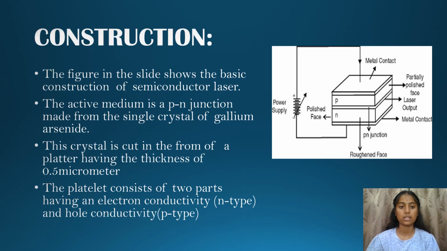Next, coming to the construction. The figure in this slide of this presentation shows the basic construction of semiconductor diode laser. The active medium is a p-n junction made from a single crystal of gallium arsenide. This crystal is cut in the form of a platelet having a thickness of 0.5 micrometer. The platelet consists of two parts having electron conductivity N-type and hole conductivity P-type.